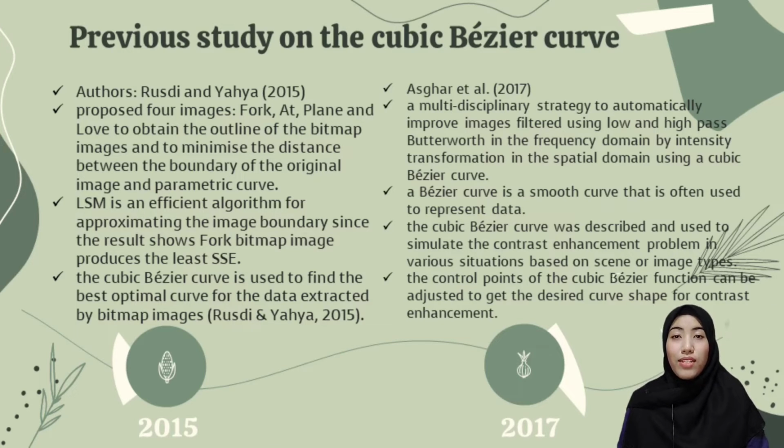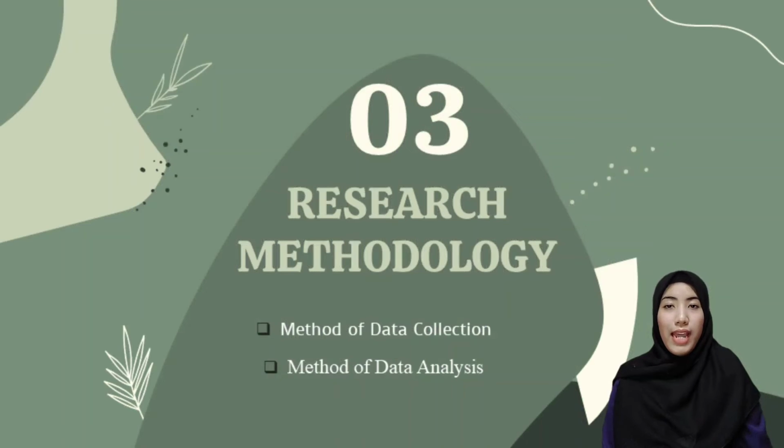Other than that, in 2017, Asghar et al. presented a multidisciplinary strategy to automatically improve image filters using low and high pass patterns in the frequency domain, by intensity transformation in the spatial domain using a cubic Bezier curve. A Bezier curve is a smooth curve that is often used to represent data. The cubic Bezier curve was described and used to simulate the contrast enhancement problem in various situations based on scene or image type. The control points of the cubic Bezier function can be adjusted to get the desired curve shape for contrast enhancement. Next is Chapter 3.